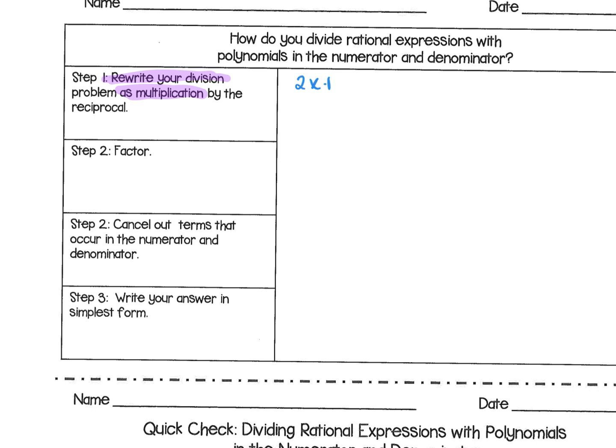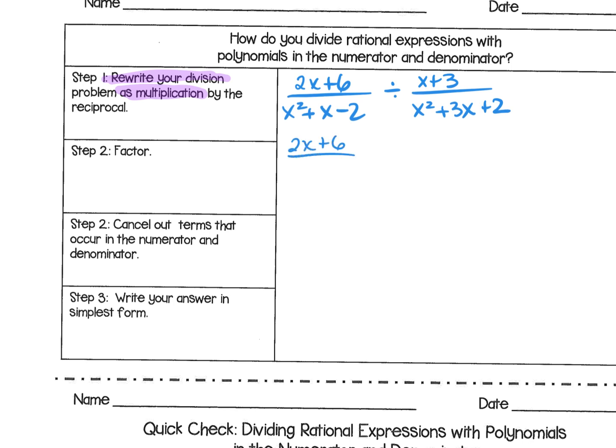If we have (2x plus 6) over (x squared plus x minus 2) divided by (x plus 3) over (x squared plus 3x plus 2). Okay. Can we factor? Well, we can factor, but we don't need to factor yet, do we? What's step 1? Keep, change, flip. Keeping this, changing this to multiplication, and flipping this one over.